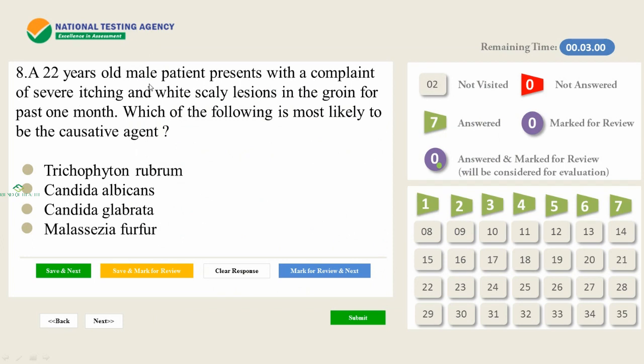A 22-year-old male patient presents with a complaint of severe itching and wide scaly lesions in the groin for the past 1 month. Which of the following is most likely to be the causative agent? Such questions where the diagnosis is not mentioned, always diagnose the case first and try to bring all the points you know about that case. Then you can easily answer. You can diagnose this case as tinea cruris. So the answer is Trichophyton rubrum.